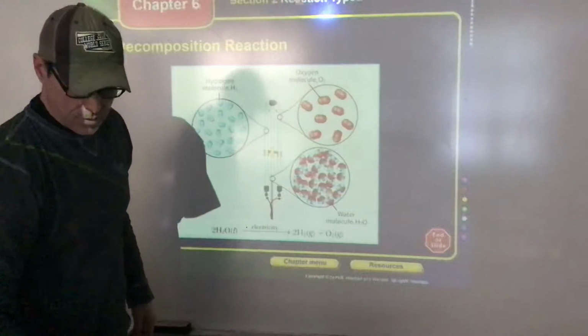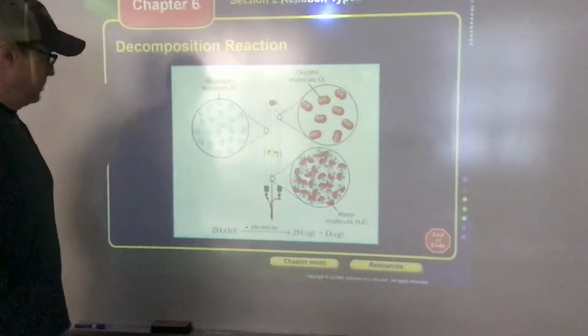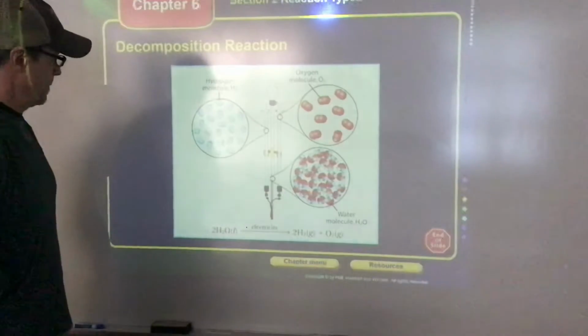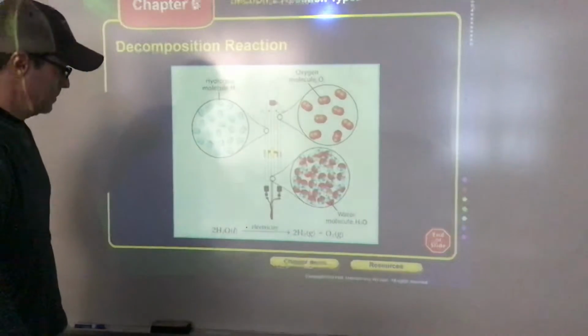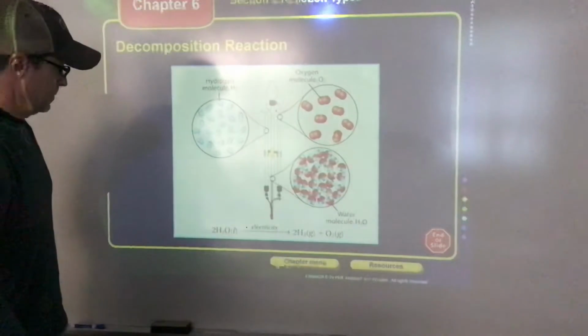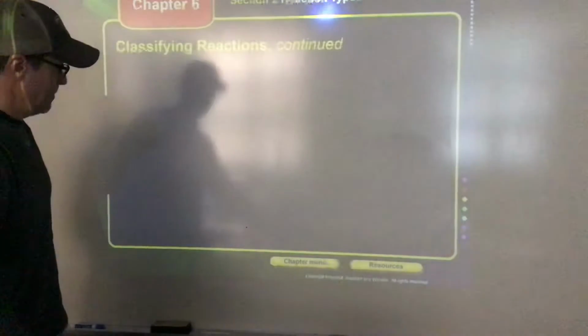Decomposition reaction. A decomposition reaction is a chemical change in which a single compound breaks down to form 2 or more simpler substances. Passing an electric current through water, for example, causes the water to break down into the elements hydrogen and oxygen.